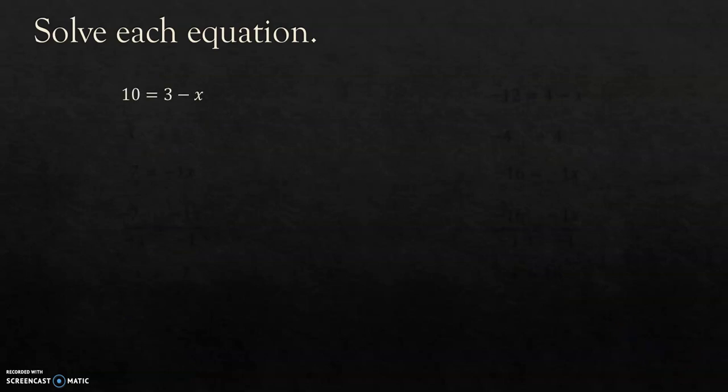-10 equals 3 minus x. We're going to subtract 3 on both sides. -7 equals -1x. Don't lose that minus sign with the x. Divide by -1 on both sides. x equals 7.